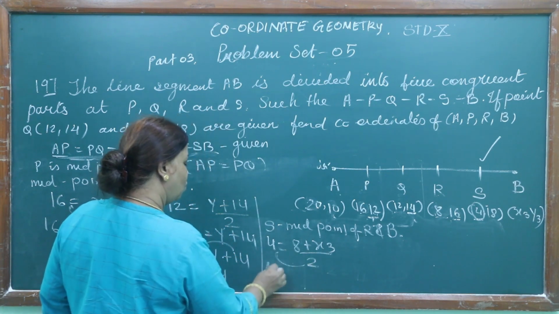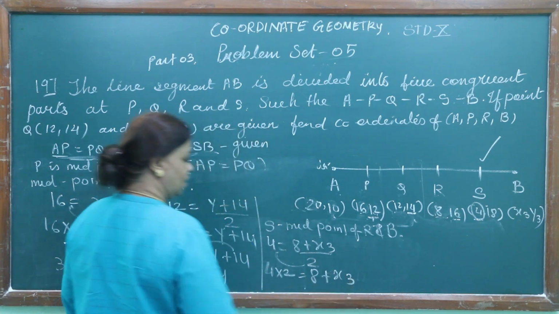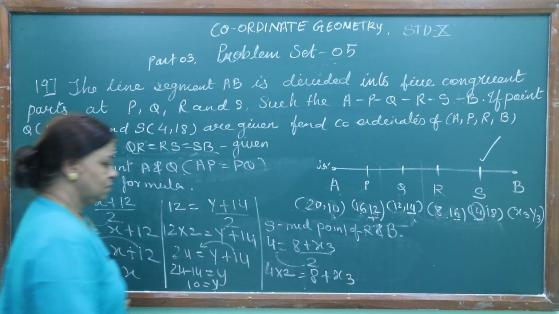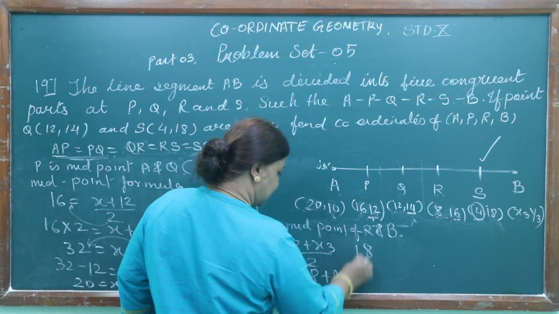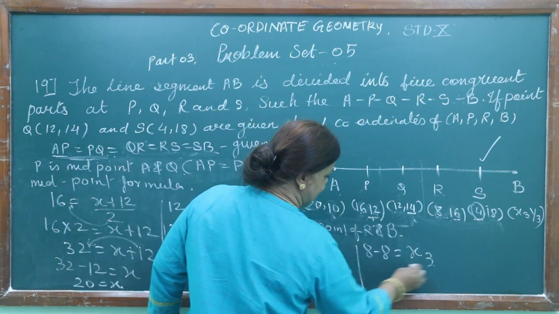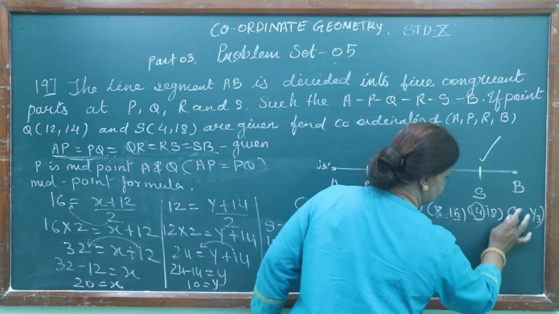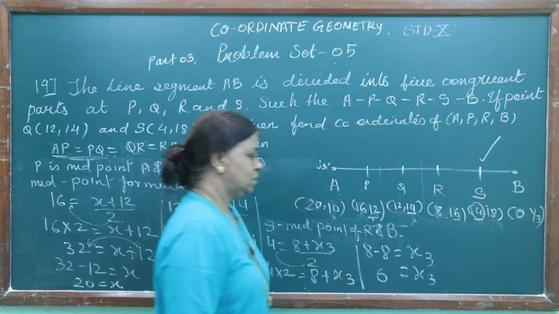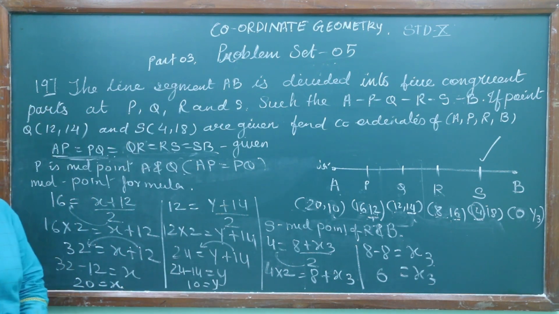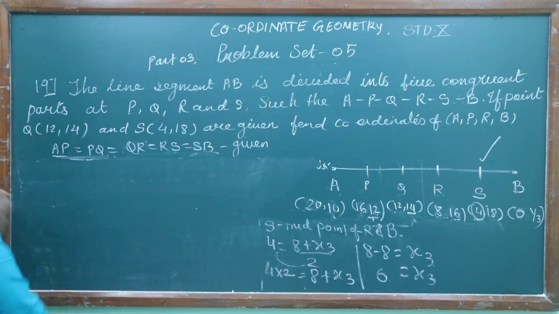2 will go up. 4 into 2 is equal to 8 + x3. Now 8 will come here. Minus 8 is equal to x3, and x3 is 0, children. So x coordinate of B is 0. Now we need to find out y coordinate of B. Let me rub the board. You can pause the video, children, and you can solve the sum.